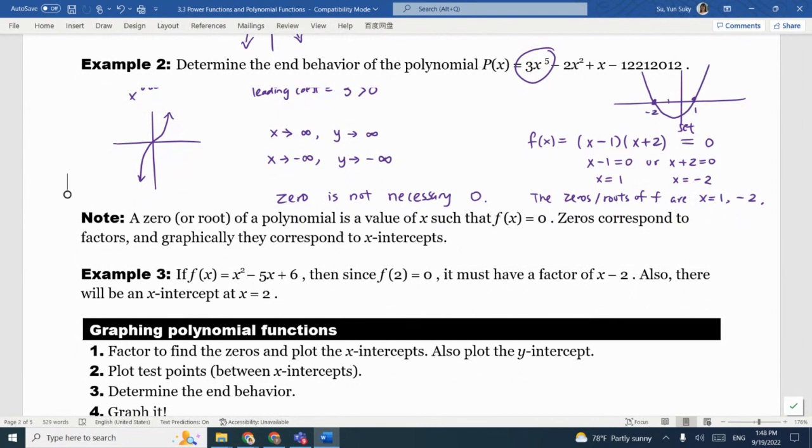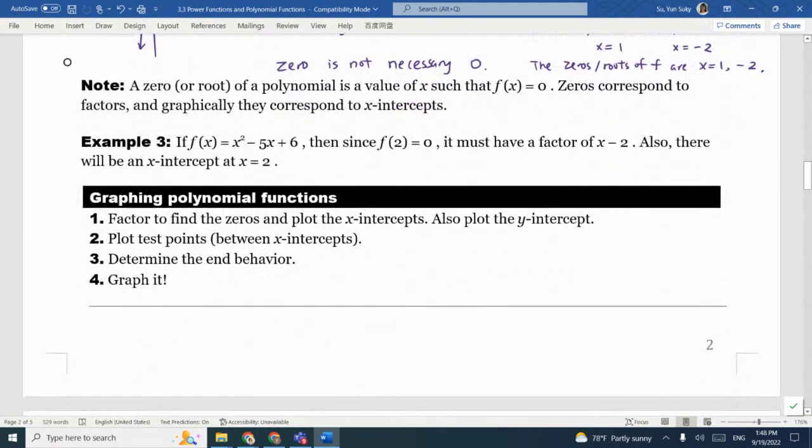Awesome. So let's continue. Example 3. If f of x equals x squared minus 5x plus x, then because f of 2 equals 0, it must have a factor of x minus 2. Also, there will be an intercept at x equals 2. Because we plug in 2 and get 0, it must have a factor x minus 2, like our previous example.